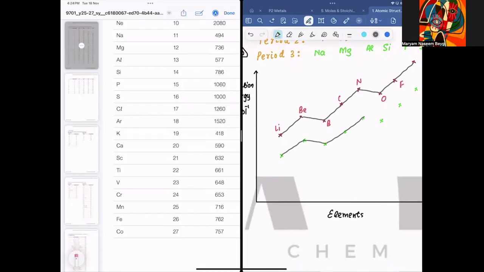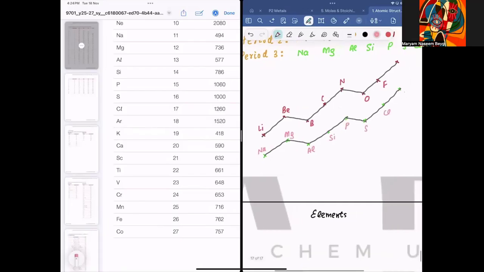So in both the cases, what we are observing is that the general trend is an increase. The first one has the lowest and the last one has the highest, right? So we have sodium, magnesium, aluminium, then silicon, then phosphorus, then sulfur, then chlorine, then neon over here, and over here we have argon. Is this clear?